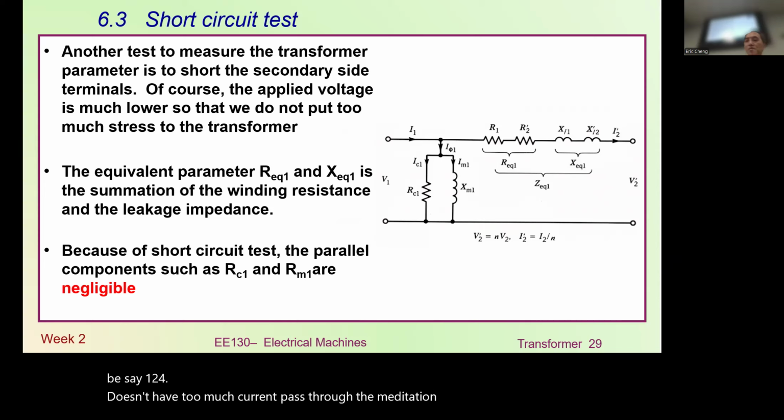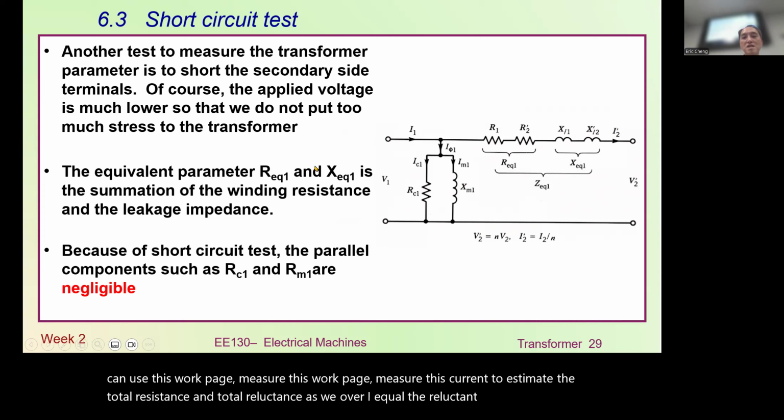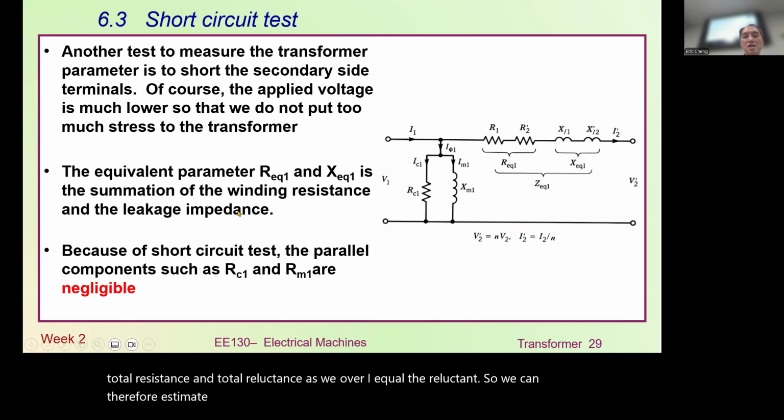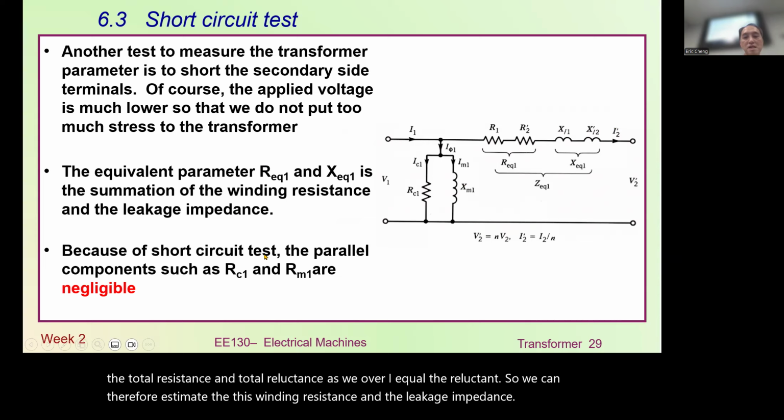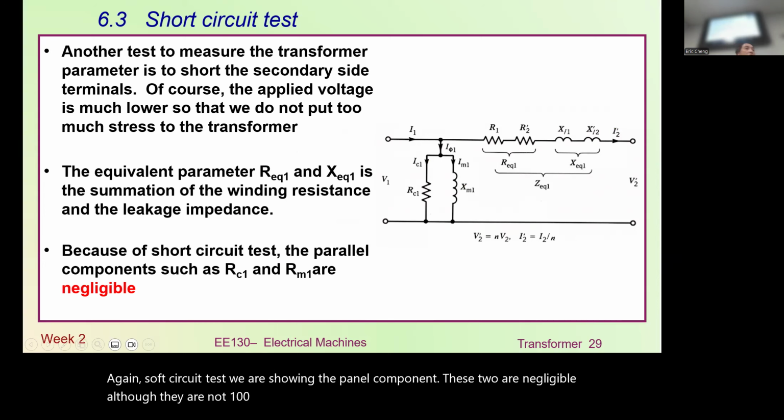So now we can measure this voltage and measure this current to estimate the total resistance and total reactance. Just V over I equals the impedance. So we can therefore estimate the winding resistance and the leakage impedance. Again, in the short circuit test, we assume the parallel components are negligible. Although they are not 100% negligible, they're small enough.